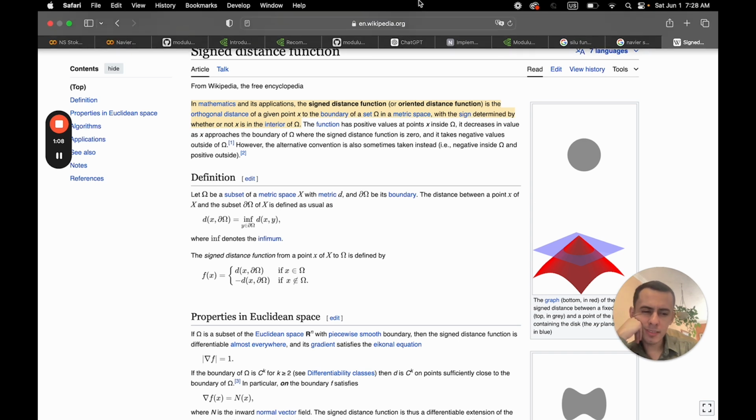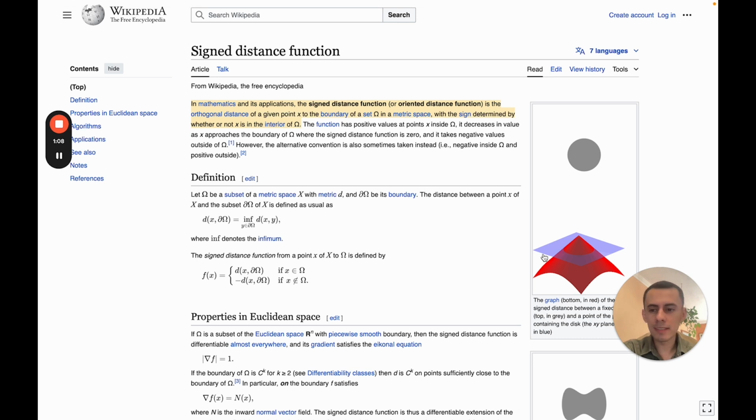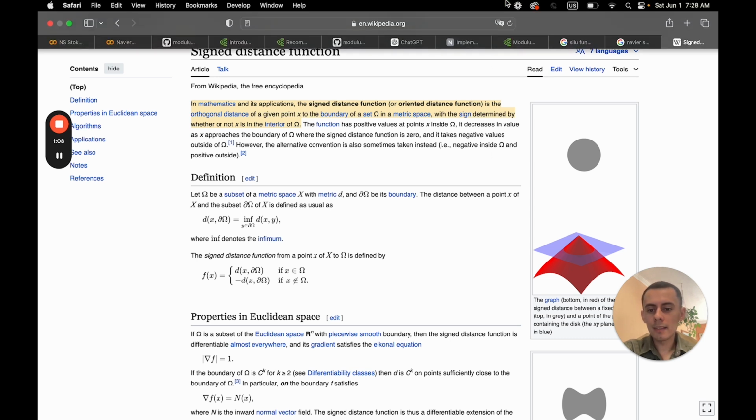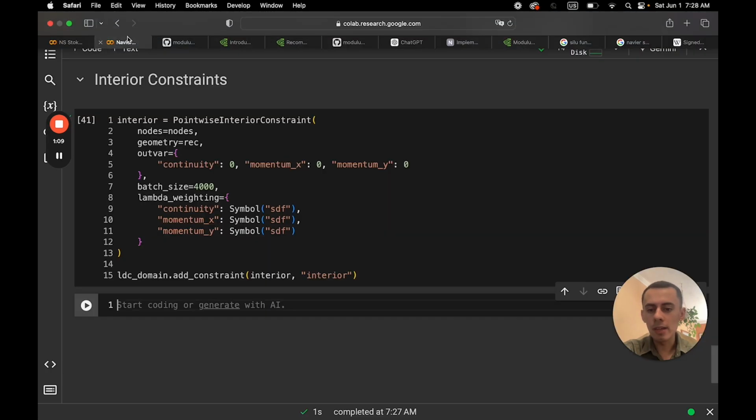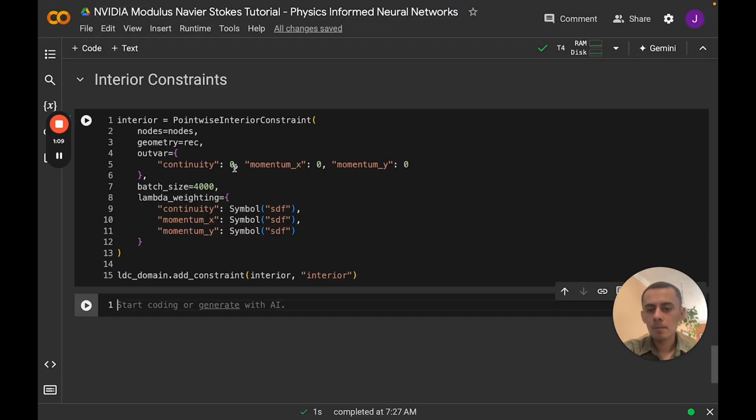I suppose we want to avoid sharp discontinuities at the boundaries. So as we approach the boundaries, we want to make sure that the value of these equations remains 0. Well, they have an explanation here.